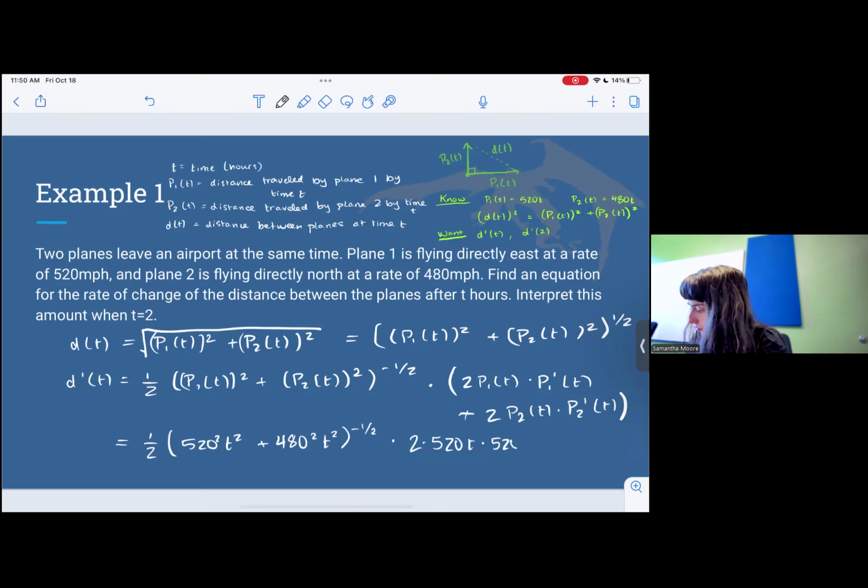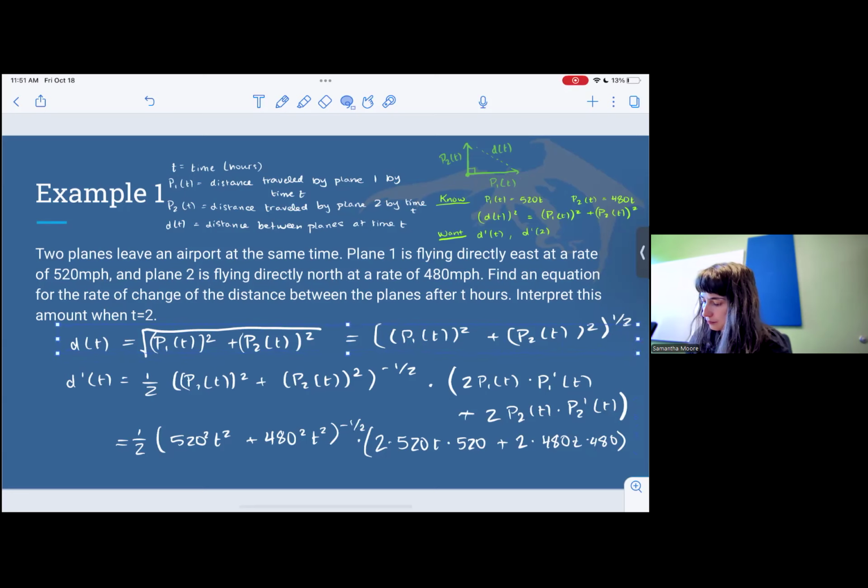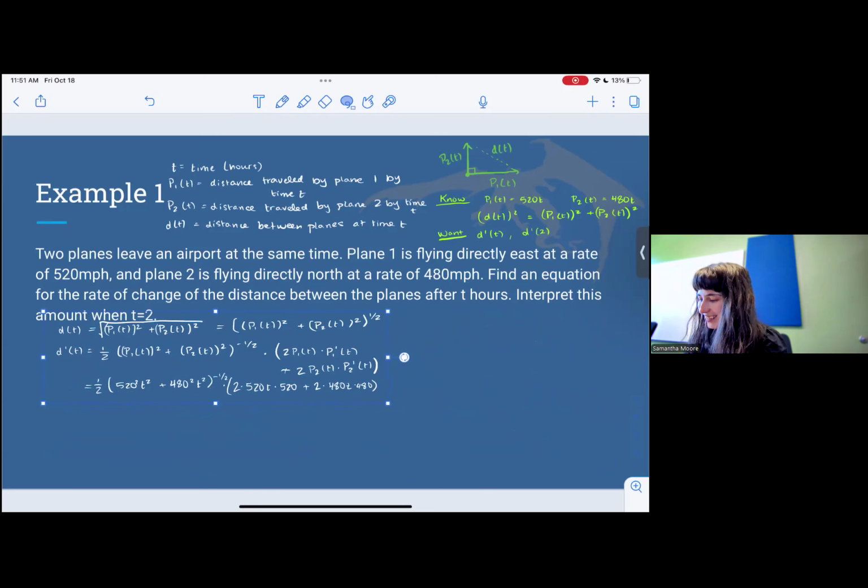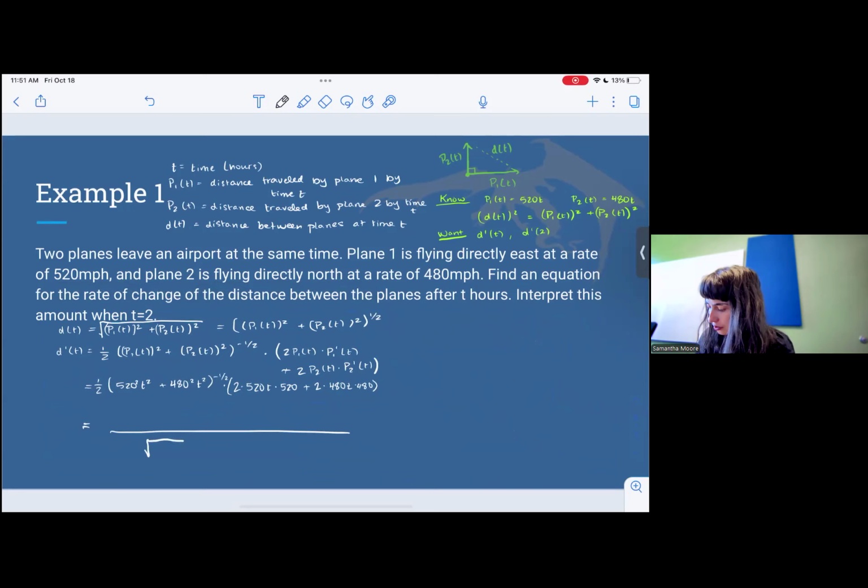All right, so in total, these problems are long. In total, we end up with 1/2. Really, if I want to write this all nicer, I'm going to take that negative 1/2 and move it into the denominator.